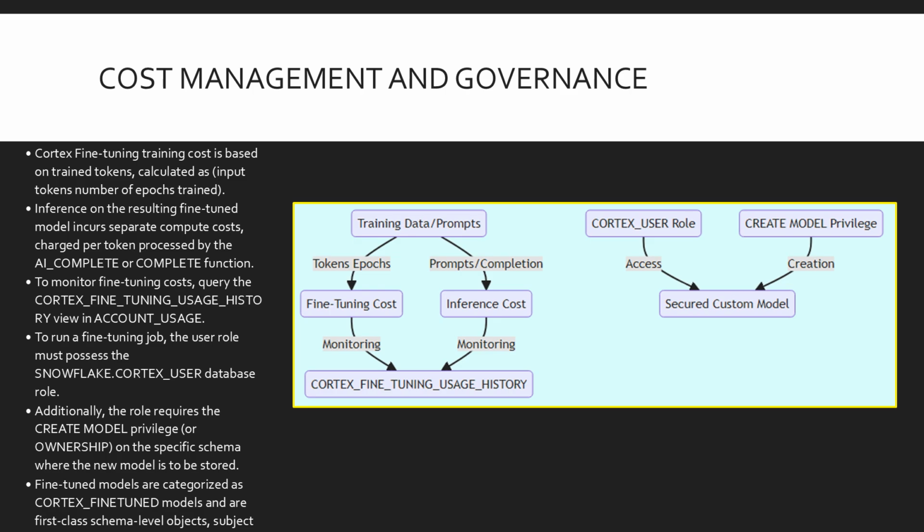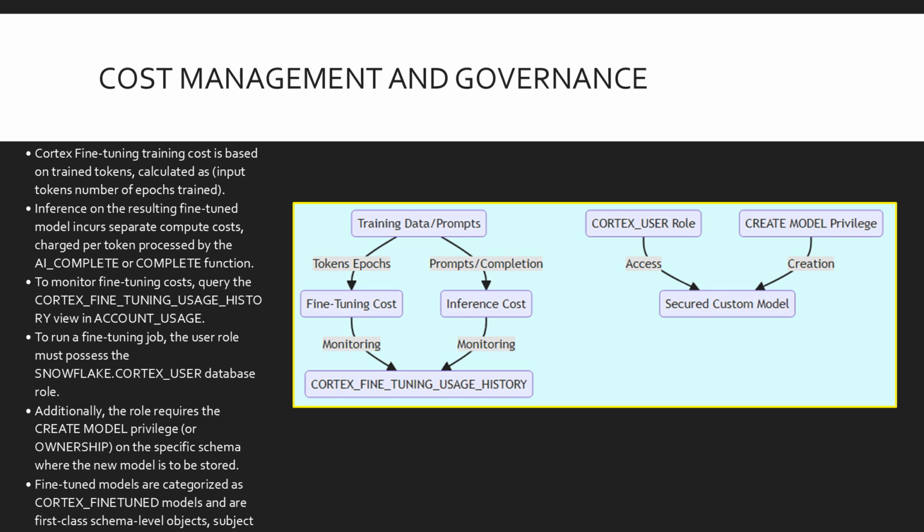Separate from the training cost, every subsequent inference call made using the resulting fine-tuned model incurs additional compute costs. These ongoing inference costs are accurately measured based on the cumulative number of tokens processed by the AI_complete or complete function during each model invocation. For auditing and managing these expenditures effectively, administrators should meticulously query the Cortex_fine_tuning_usage_history view, which is readily available within the account_usage schema, offering detailed breakdowns of credit and token consumption specific to fine-tuning jobs.